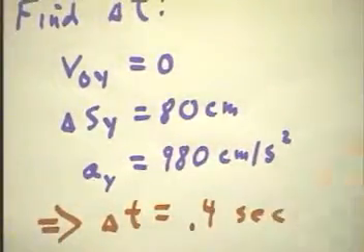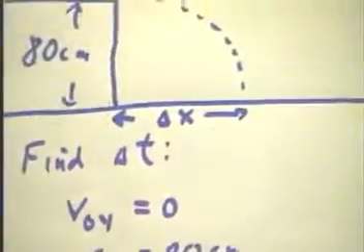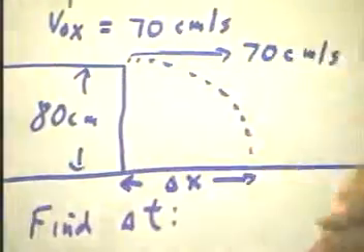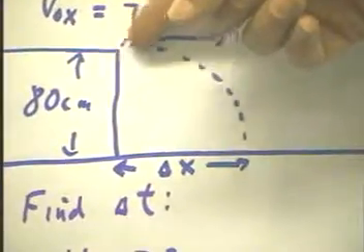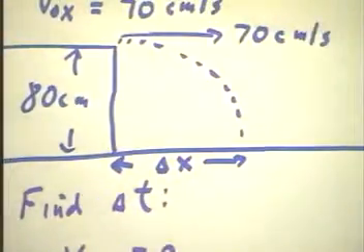If you're not sure how that came about, then you need to review previous lectures. So we see that the time of fall is going to be 0.4 seconds, and we've seen that that time of fall is independent of how far the object goes in the horizontal direction.